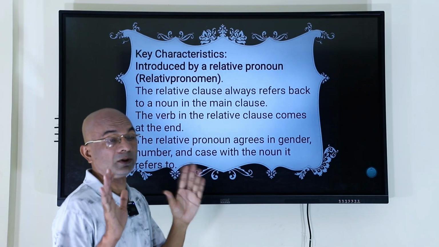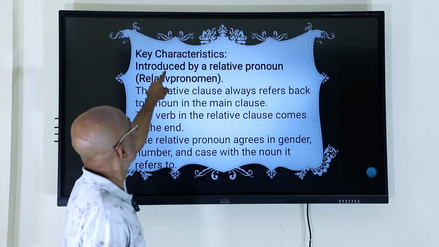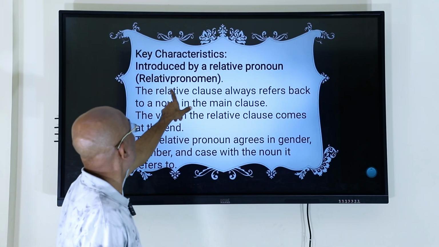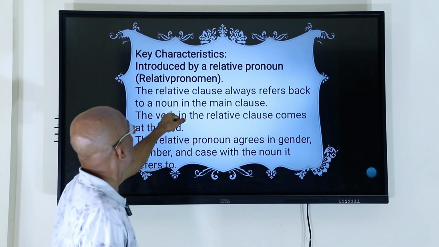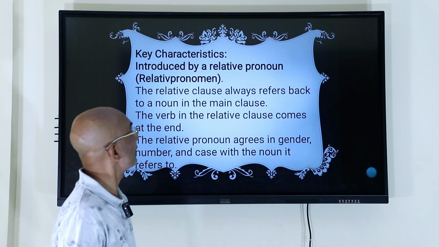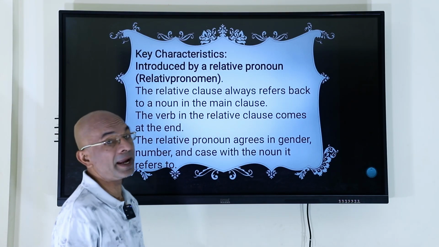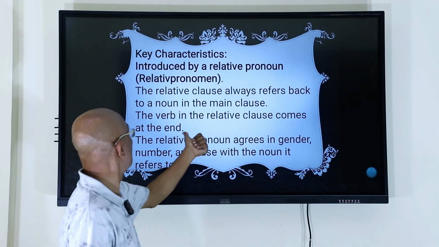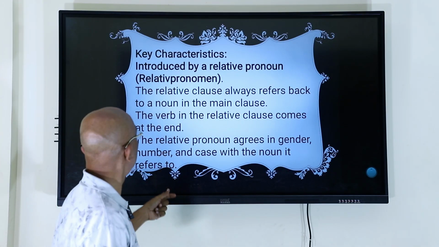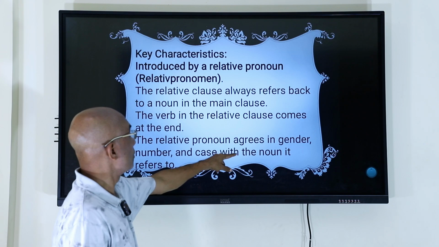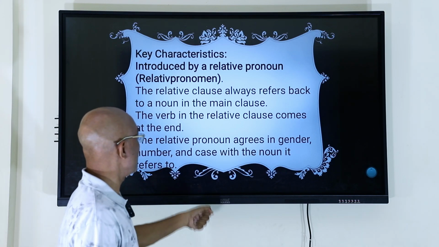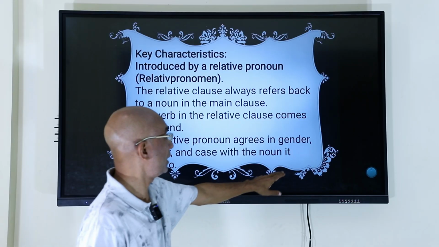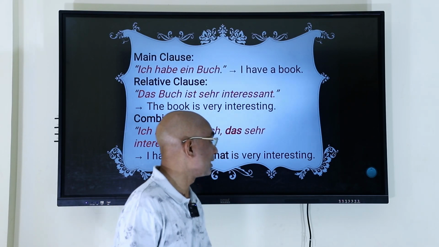So what you have to look into here: it is introduced by a relative pronoun. The relative clause is always referred back to a noun in the main clause. The verb in the relative clause comes at the end. The relative pronoun agrees in gender, number and case with the noun it refers to. Okay, we'll look into another example now.